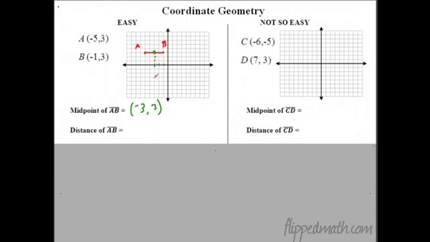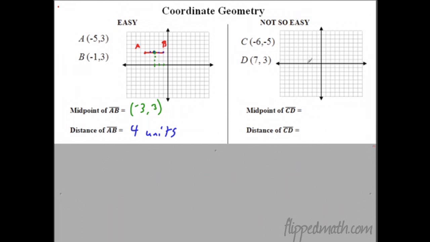I can see it. What's the distance? We'll just count it up. That's great. What is the distance? I'm going over 1, 2, 3, 4 spots. So AB is 4 units long. That's it. Awesome. So that's a nice easy one. Now I gave you one that's not so easy.